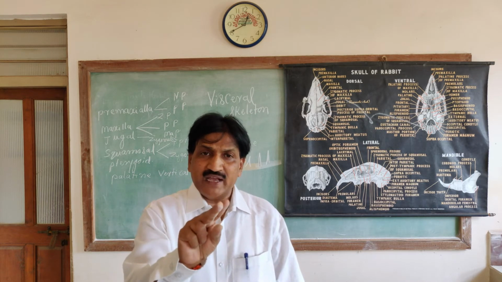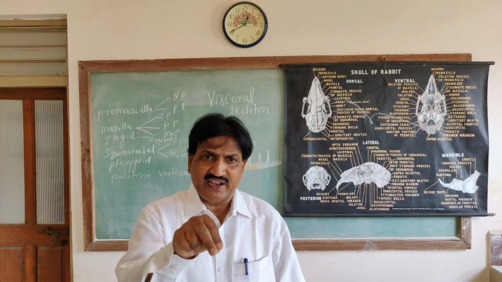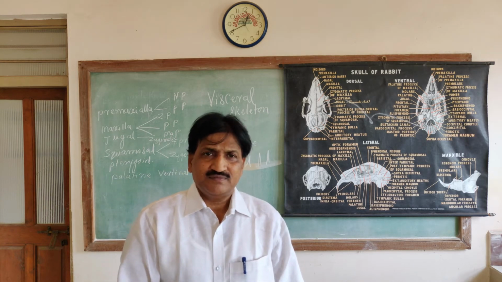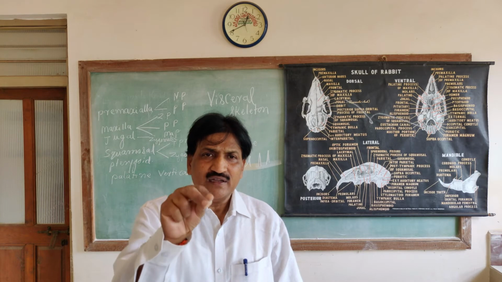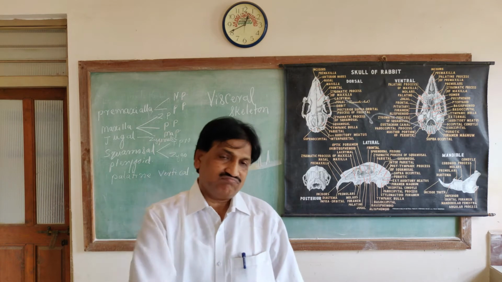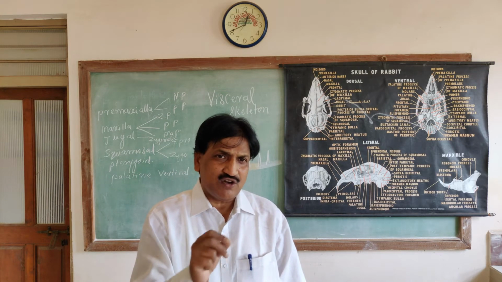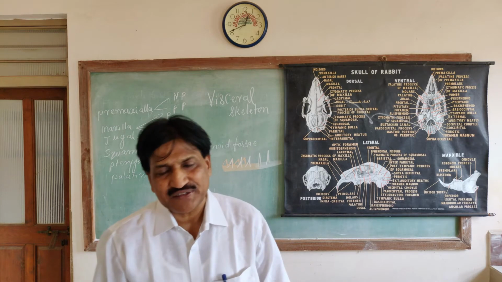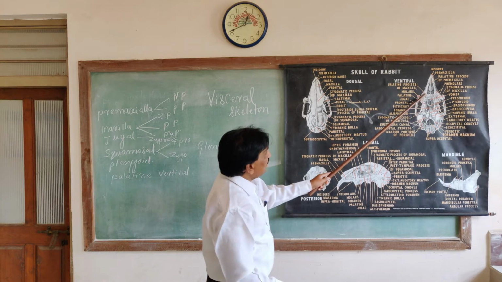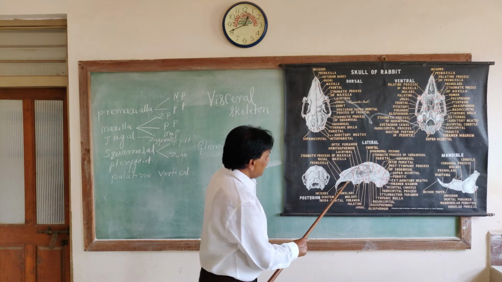The premaxilla is made of two bones. The two bones are united at the anterior end to form the anterior limit of the snout, and it bears the kind of teeth called incisors. It produces the sockets meant for incisor teeth. The second one is called the maxilla.